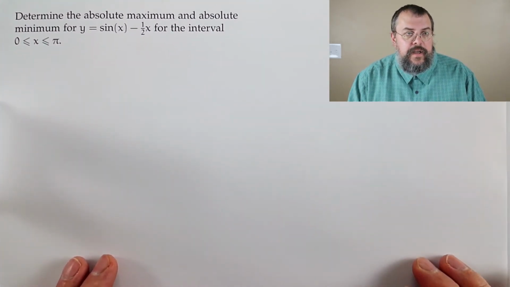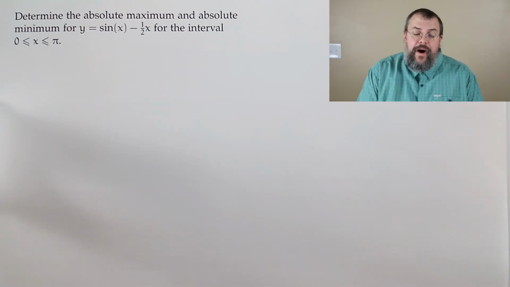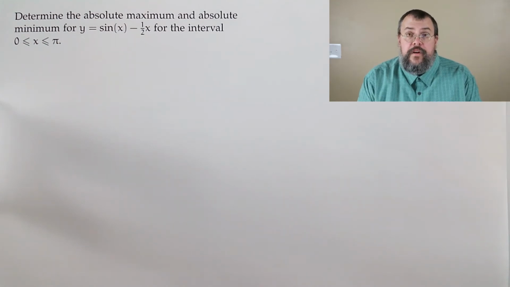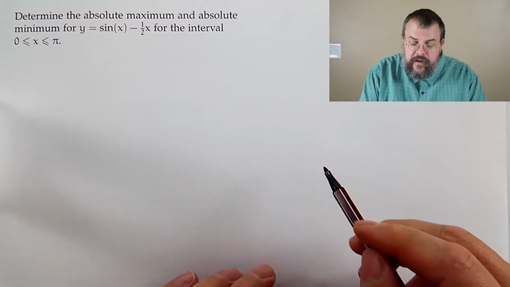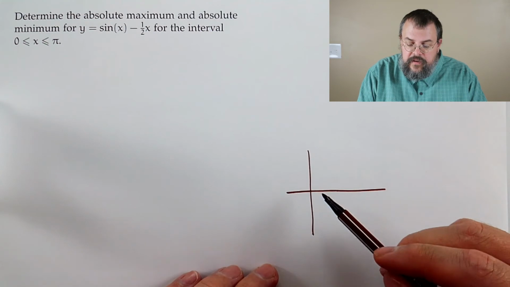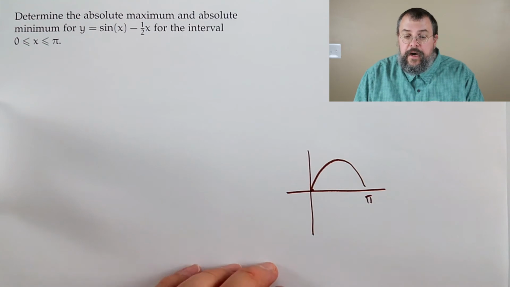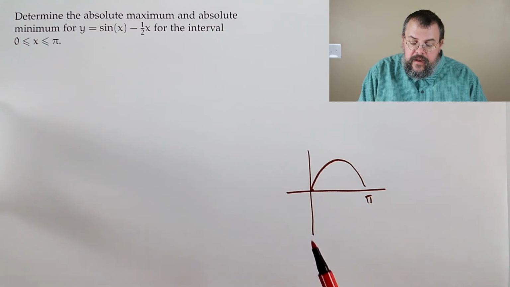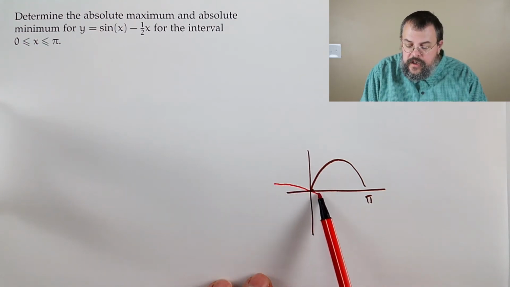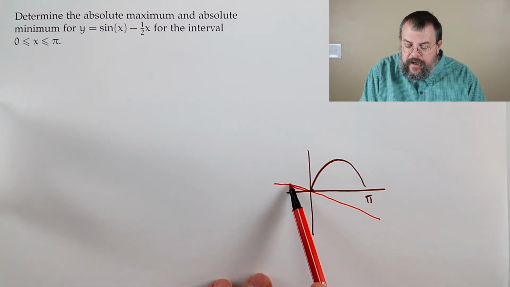All right, so another problem. Determine the absolute maximum and absolute minimum for the function y equals sine of x minus a half x for the interval between 0 and pi. So what's going on here? Well, the function sine of x, we understand what that looks like. So sine of x normally does something like that between 0 and pi. Goes up and down. On the other hand, what does minus a half x do? Well, minus a half x is a line which looks something like that. You know, it's a line that has a slope of negative a half, and it passes through the origin.